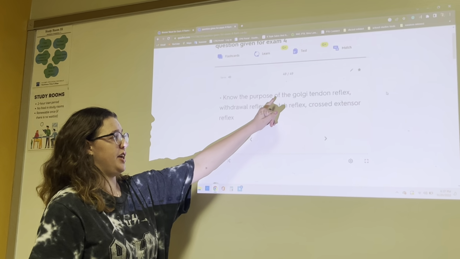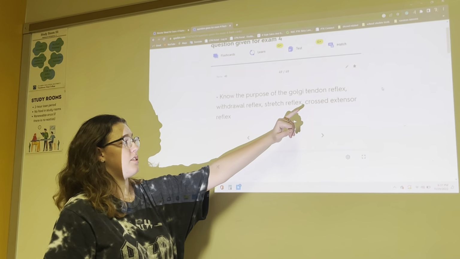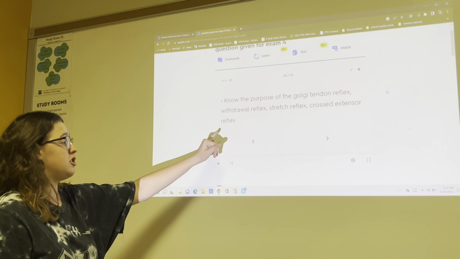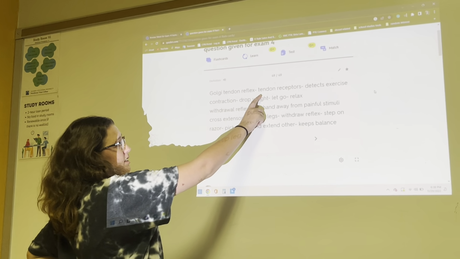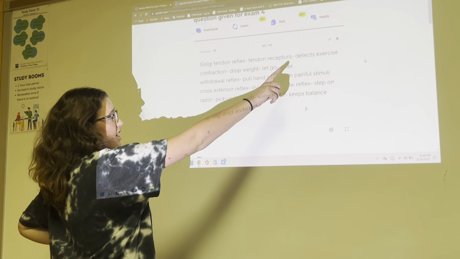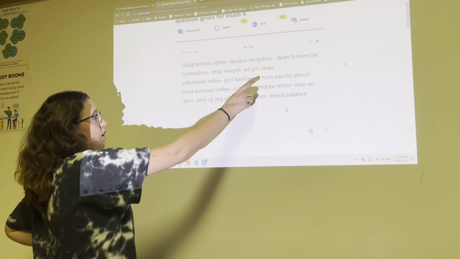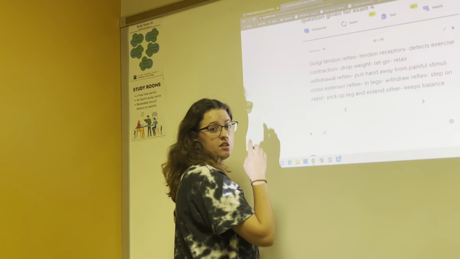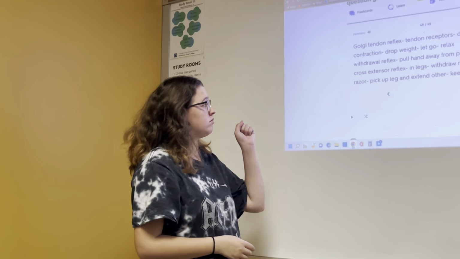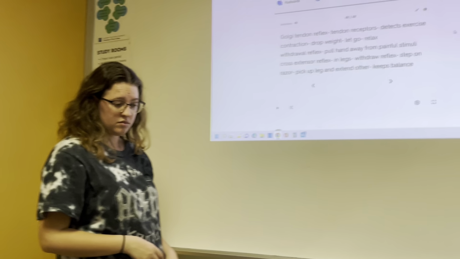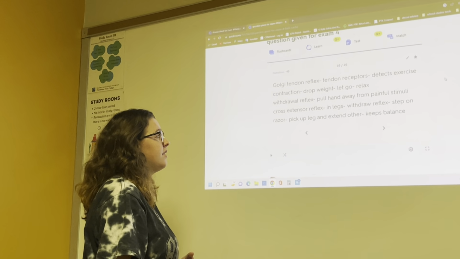Alright, know the purpose of the Golgi tendon reflex, withdrawal reflex, stretch reflex, and cross extension reflex. So the Golgi tendon reflex is going to be tendon receptors detecting excessive tension. Contraction is going to be dropping weight, letting go, relaxing. She was saying how whenever people pick up really heavy weights, when they finally get it to the peak, where you're contracting your muscles so much, they just drop it and it makes a really loud sound. It's because of the Golgi tendon reflex. It'll automatically extend your muscle again.